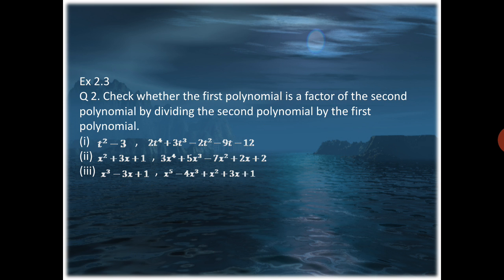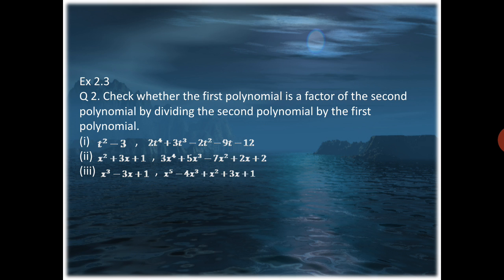Question number 2 of the same exercise. Here also you have to divide. But there is one more part of the question. The question is, check whether the first polynomial is a factor of the second polynomial by dividing the second polynomial by the first polynomial. So you have to divide it as told earlier. Before division, write everything in a particular order and then proceed with the division.